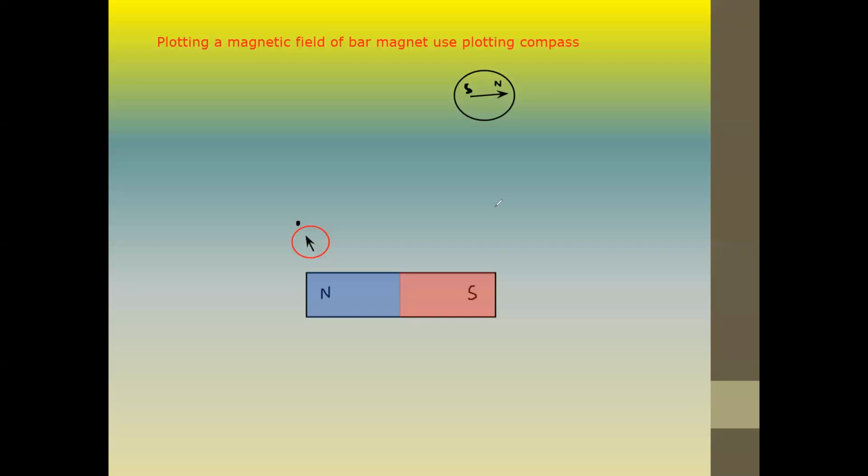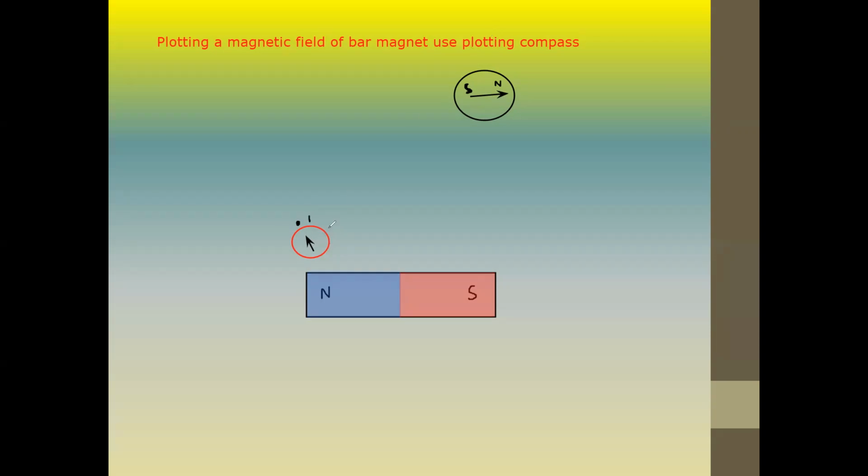Is it clear? The first part is how to plot a magnetic field of a bar magnet using a plotting compass. We place a bar magnet and place a plotting compass near the north or south pole, any pole you can start with. If you place it near a south pole, like poles will repel and unlike will attract. So the needle will point in a certain manner, and at the position where it is pointing, we will mark a point. For example, we label this point as A, or you can say 1.